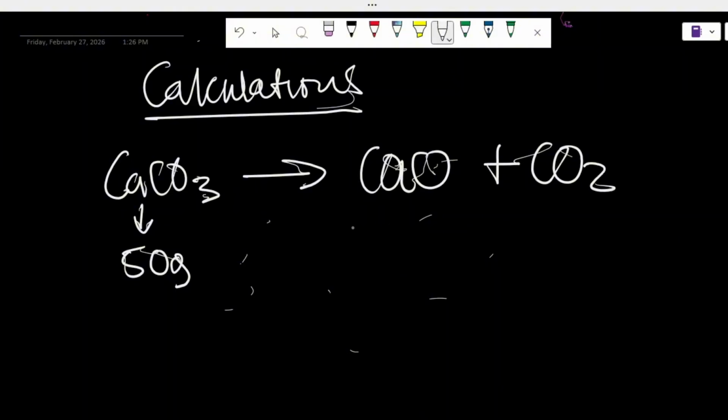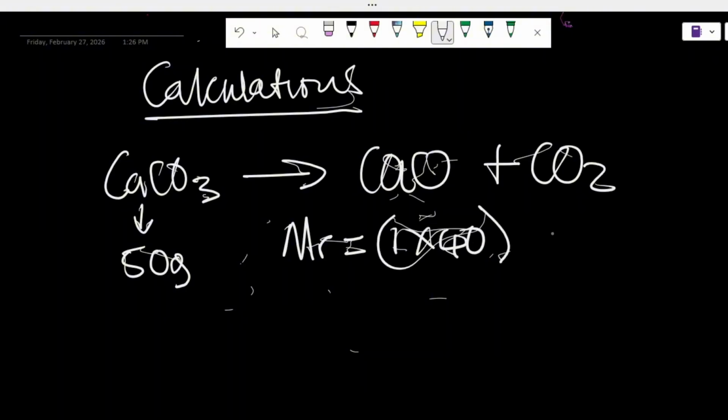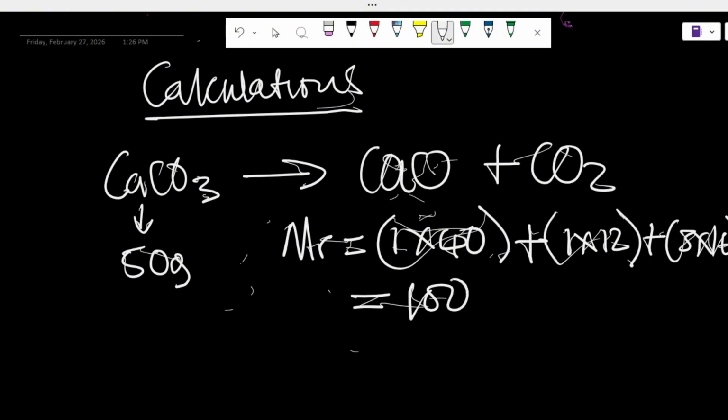Now, when you look at calcium carbonate here, you realize that its relative molecular mass is going to be, calcium here is actually 1 by 40, and the carbon here is going to be 1 by 12, and the oxygen here is going to be 3 by 16. So when you do the math here, you're going to get 100. So this is the relative molecular mass of calcium carbonate.